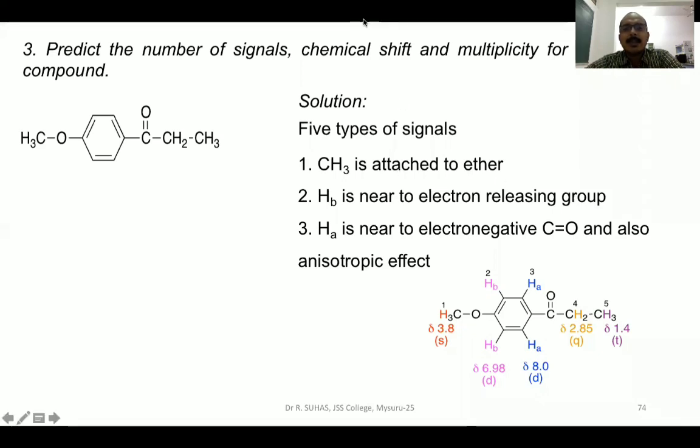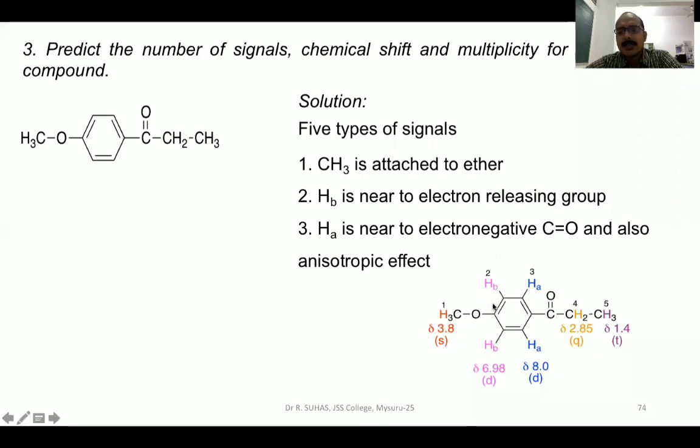Now we have to predict the chemical shift values. What will be the chemical shift value? We know that this is an ether linkage. Ether will be around 3 to 4, so it is 3.8. And what will be the multiplicity for this? This CH3 has not got any neighboring proton, which means n is 0. So 0 plus 1 is 1, and hence the signal will appear as a singlet.